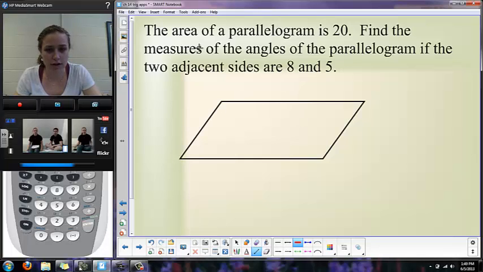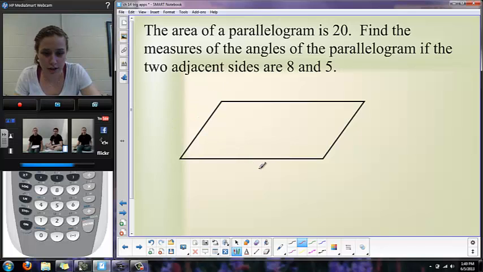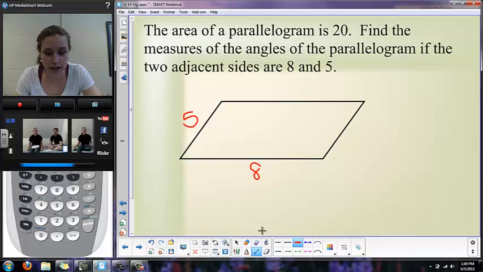The area of a parallelogram is 20. Find the measures of the angles of the parallelogram if the two adjacent sides, and adjacent just means next to each other, are 8 and 5. Let's think about a couple of properties of a parallelogram. Number one, if I draw a line right down the middle of this parallelogram from corner to corner, I've divided that parallelogram up into two separate triangles.